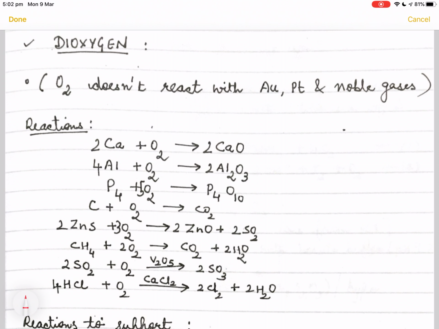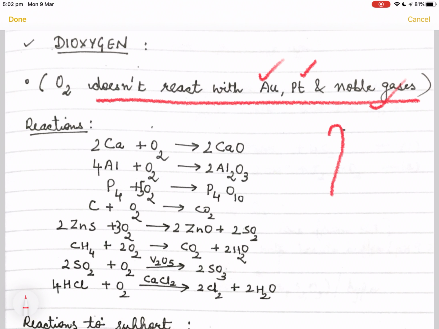So here we need to understand that oxygen does not react with platinum, Pt, gold, Au and noble gases. That's a very important question. They can ask you which are the elements with which oxygen doesn't react. So these are the 3. And here I have mentioned clearly all the reactions in which oxygen shows positive behavior, and it reacts with a few elements as well as compounds. You can see here very well the products. So please learn all these reactions.